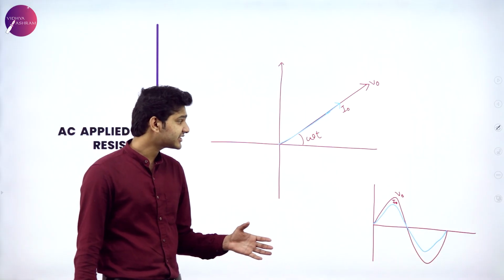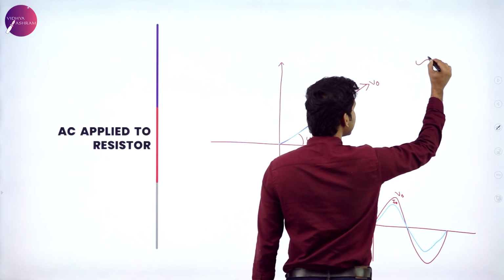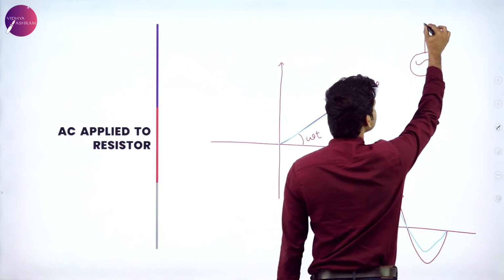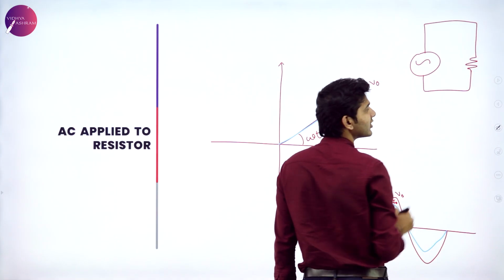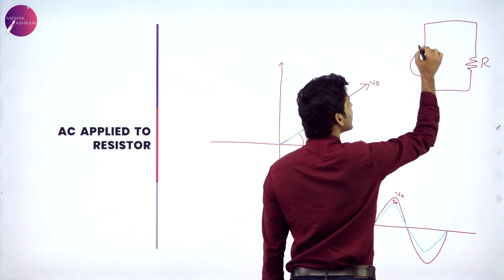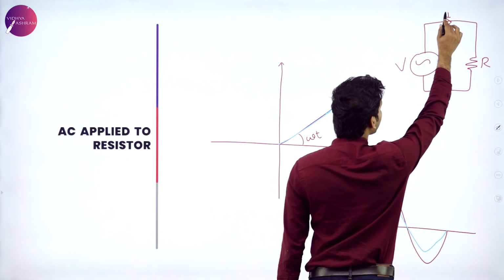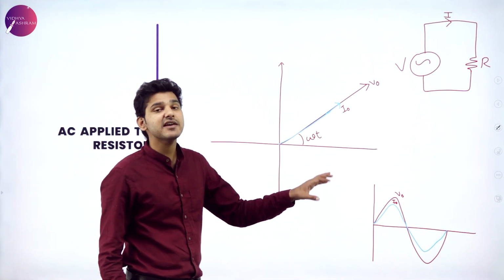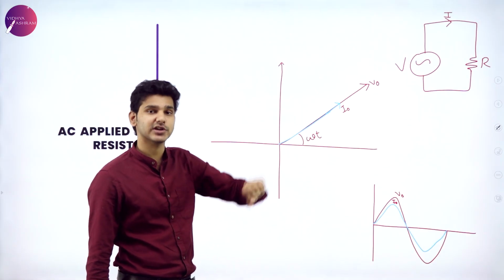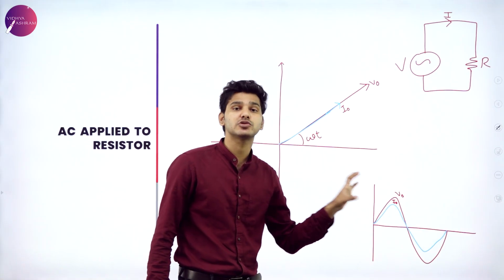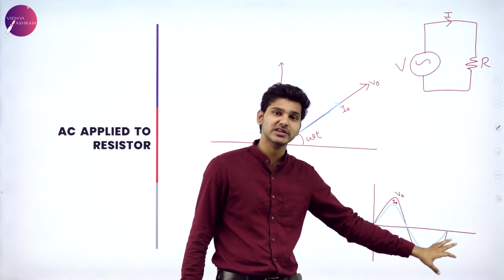So the only thing you need to understand is that in a purely resistive circuit, that is, if there is an AC power source connected to a resistor of value R and AC source of voltage V, then the current and voltage will be in the same phase in that particular circuit, and that is being represented as these 2 graphs. Both voltage and current are in phase with each other.